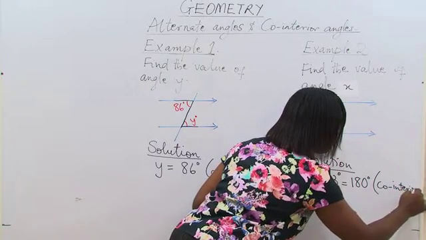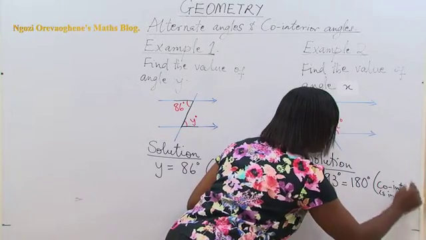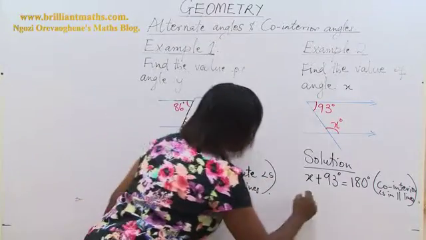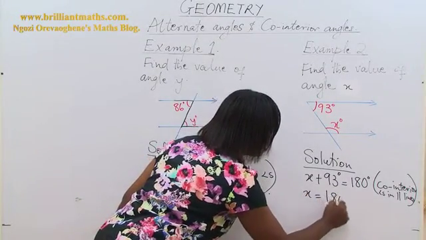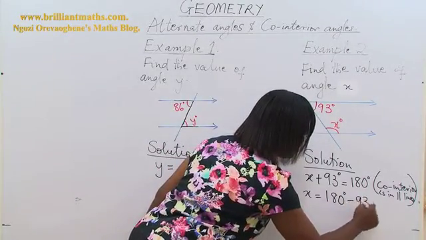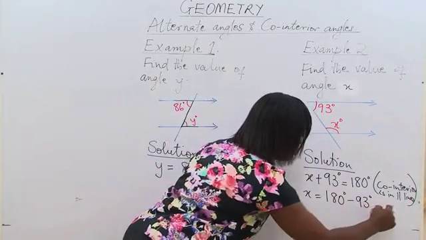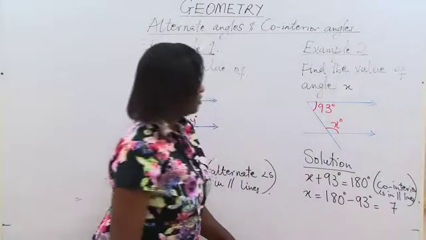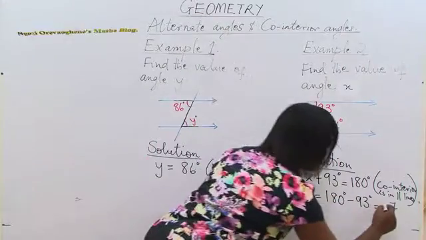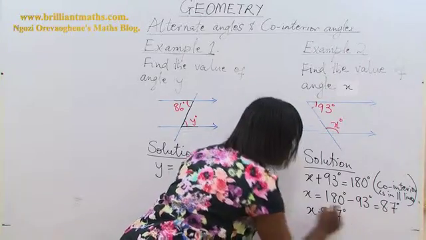Co-interior angles in parallel lines. All right, so to find the value of angle x, we subtract 93 degrees from 180. 10 take away 3, we have 7. What is left here is a 7. 17 take away 9 is 8. So angle x is equal to 87 degrees.